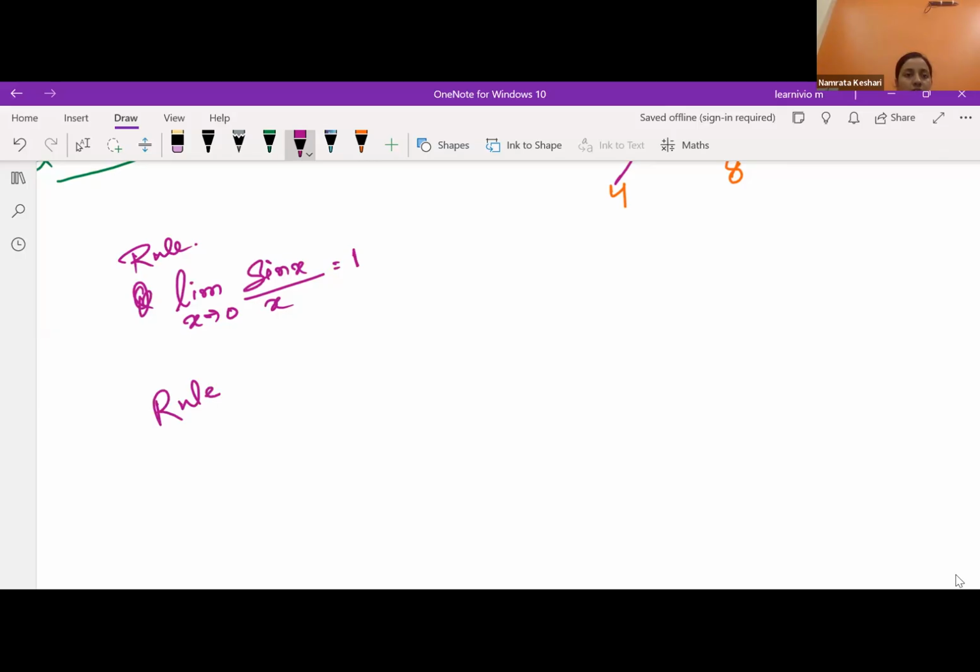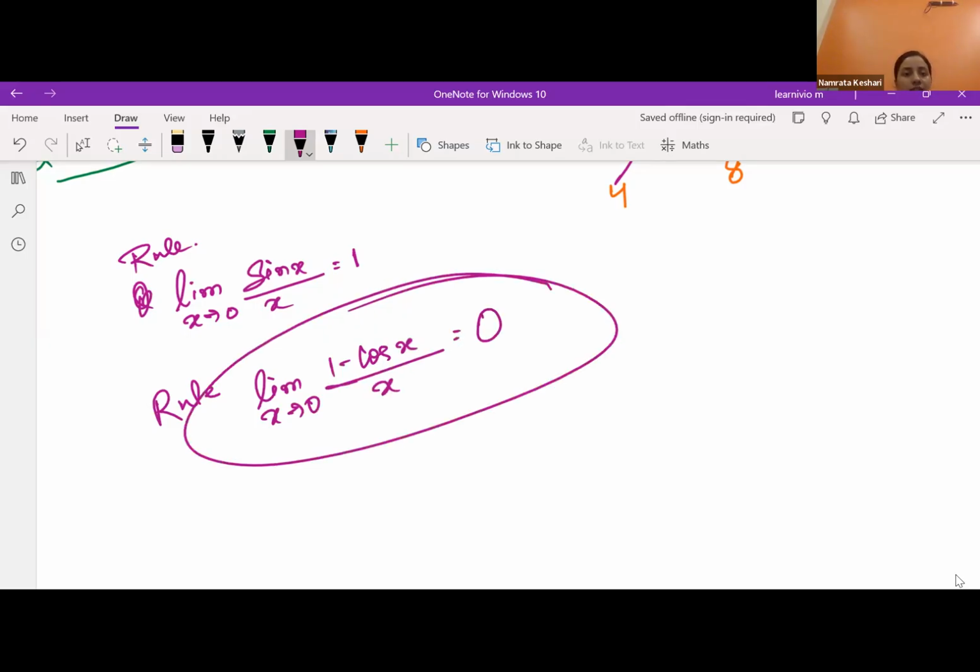Then, just a second. A few more formulas we are having. Limit x tends to 0, 1 minus cos x by x, the result will be 0. Okay, learn this formula just like the previous one. You just need to know this formula. Today we will be doing a few piecewise defined functions. Limit we will be finding.